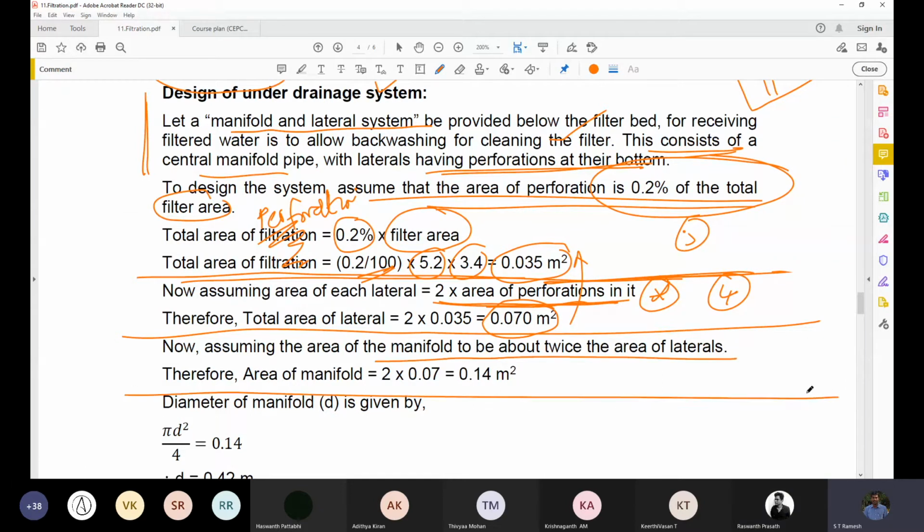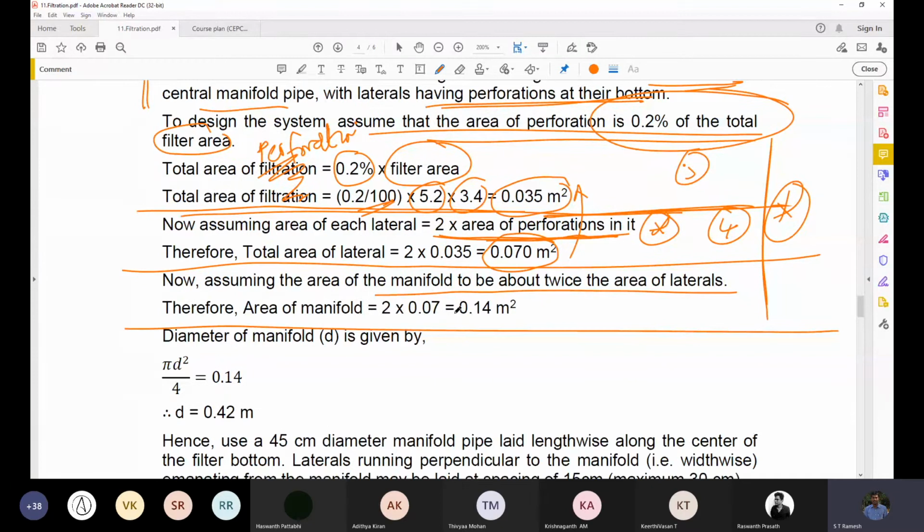Now assume the area of the manifold is equal to twice the area of the lateral. This is also important. Let me repeat again: area of perforations is equal to 0.2% of total filter area, area of each lateral is equal to 2 times the area of perforations, and area of the manifold is equal to 2 times the area of laterals. These 3 assumptions you have to remember. So the area of the manifold is 2 times 0.07 meter square, which is equal to 0.14 meter square.